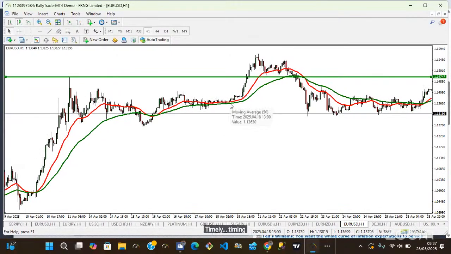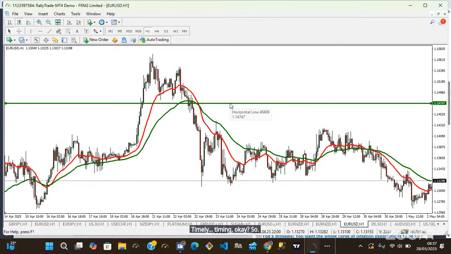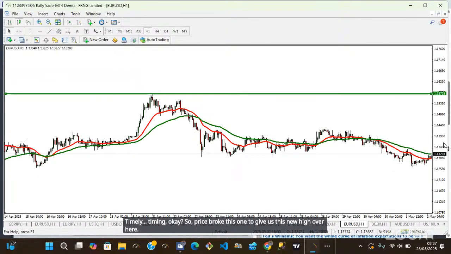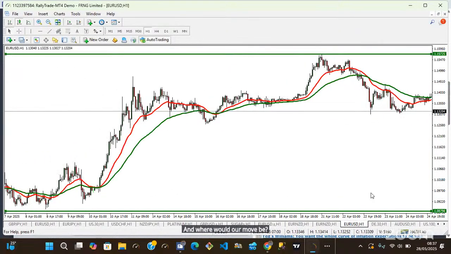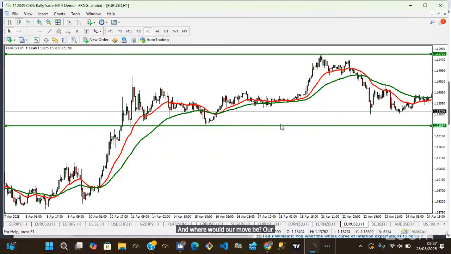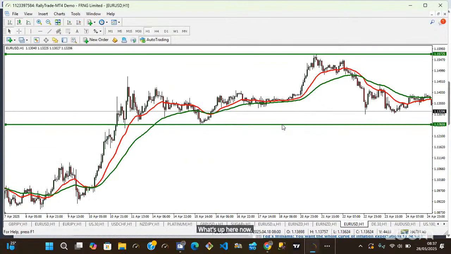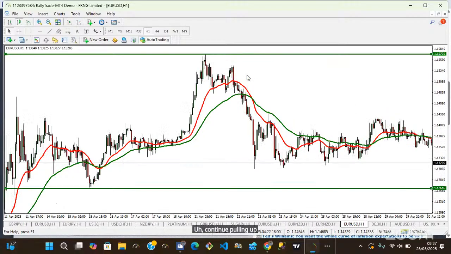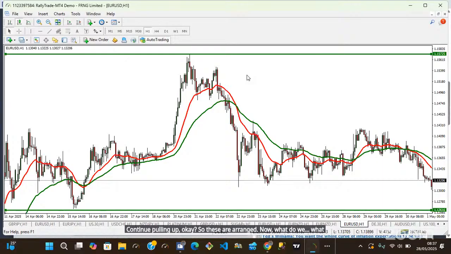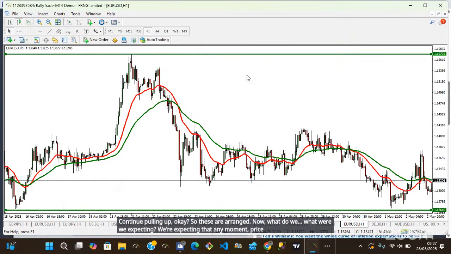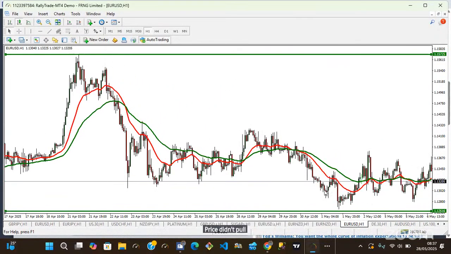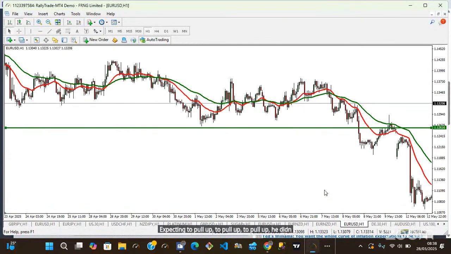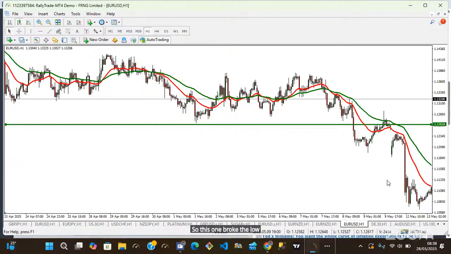Timing. Okay. So price broke this one to give us this new high over here. And where would our low be? Our low is very much up here now. This is the lowest point of retracement before price continued pulling up. Okay, so these are the range. Now, what were we expecting? We're expecting that any moment price should pull up, right? Price didn't pull up until it got to almost 100%. We were expecting it to pull up. It didn't pull up. So this one broke the low, which is a change of character.